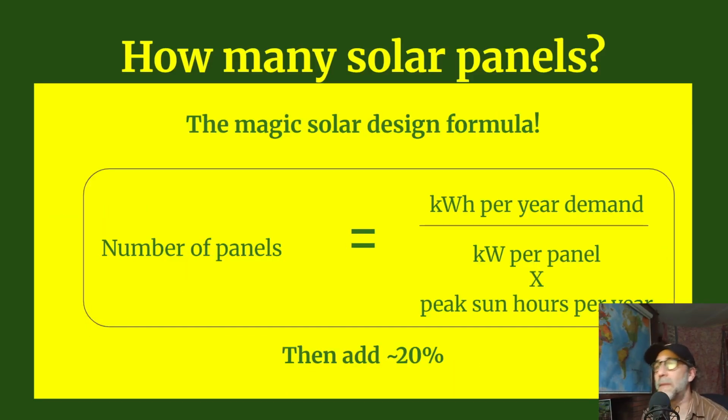So again, here is the magic formula for figuring out how many solar panels you need. The kilowatt hour per year demand over multiplying the wattage of each solar panel times the peak sun hours per year. Then you add about 20%.